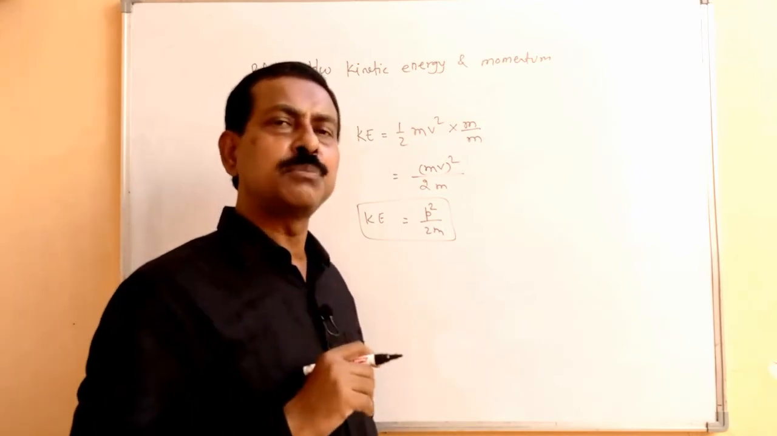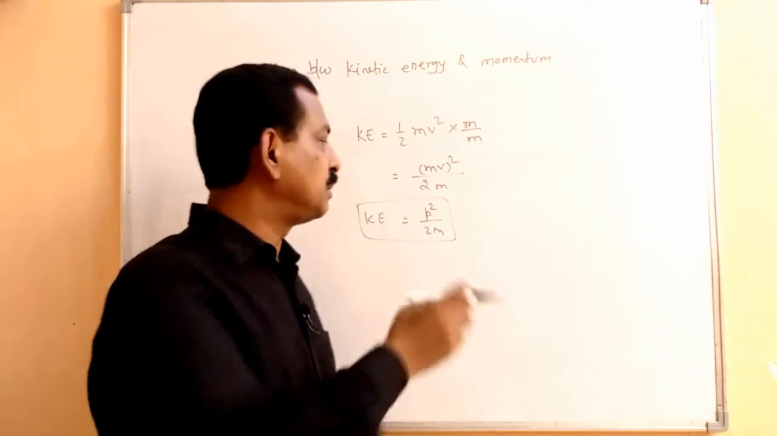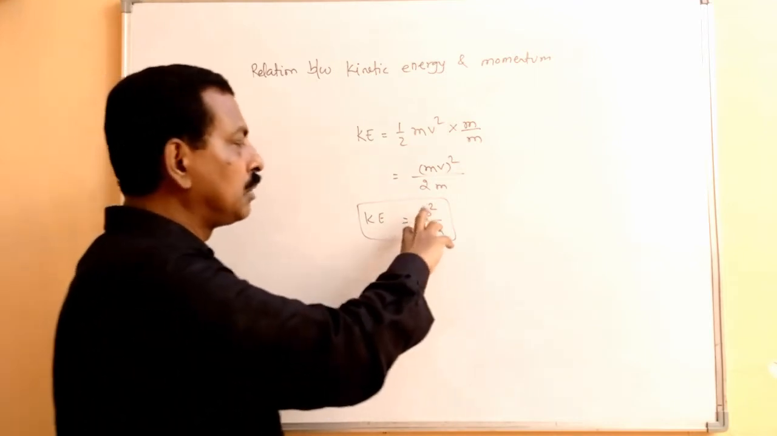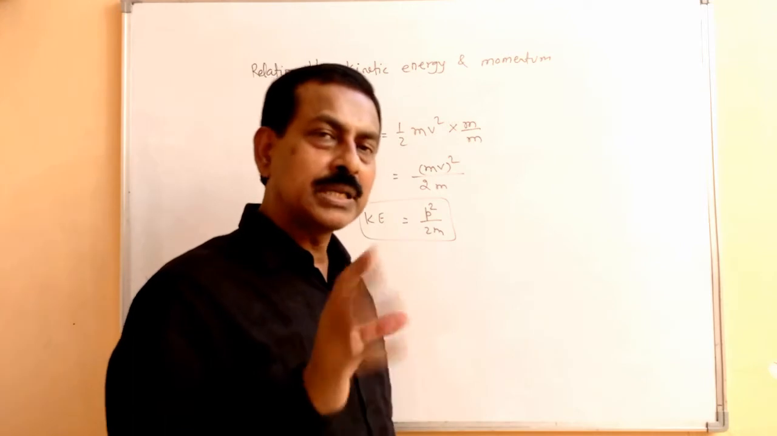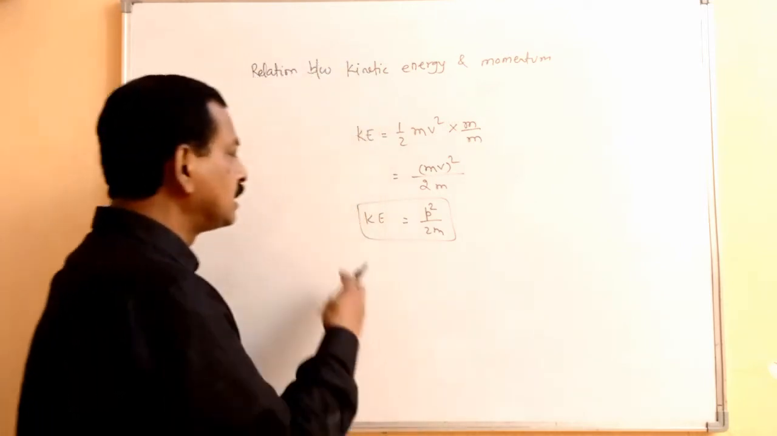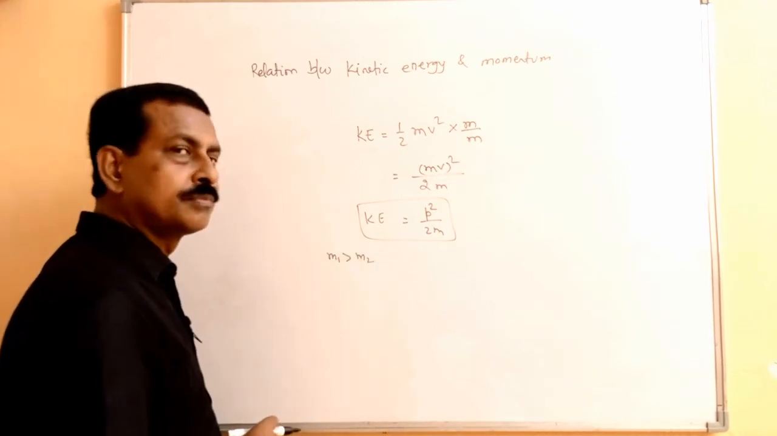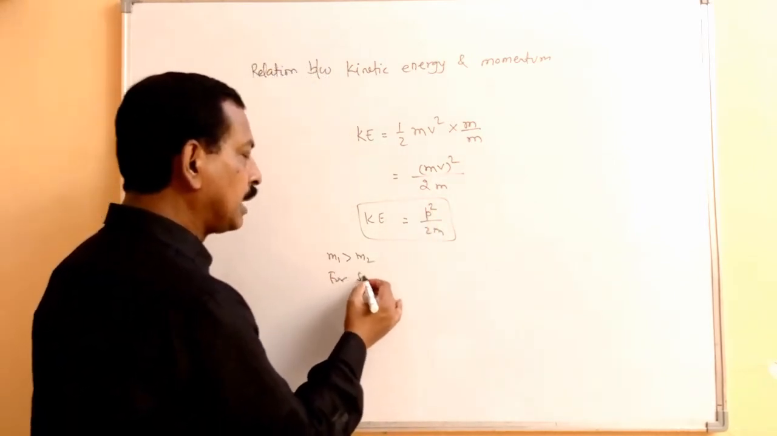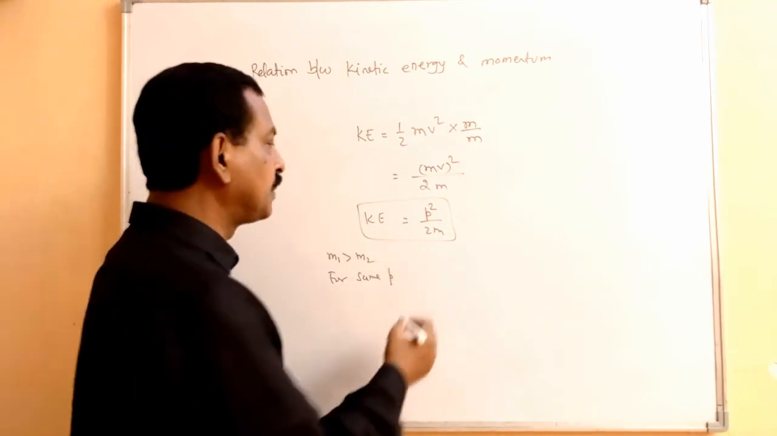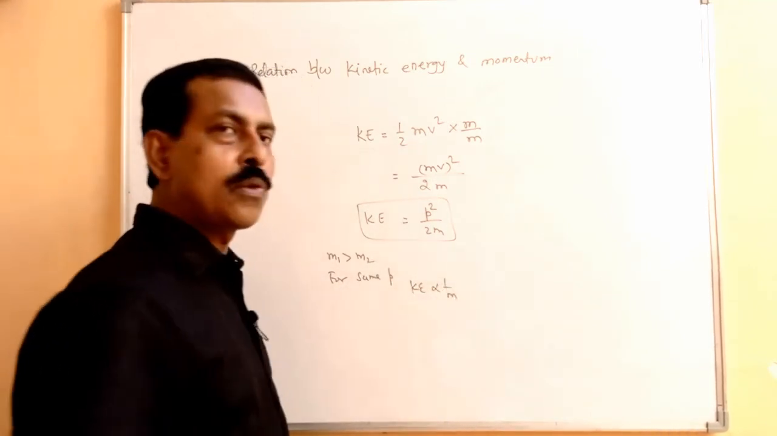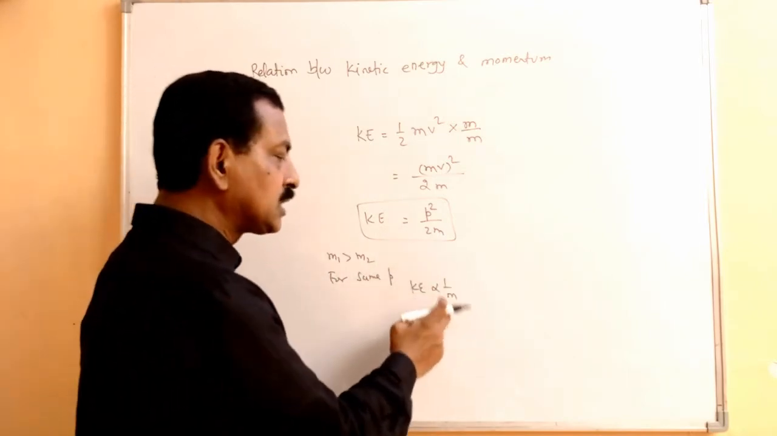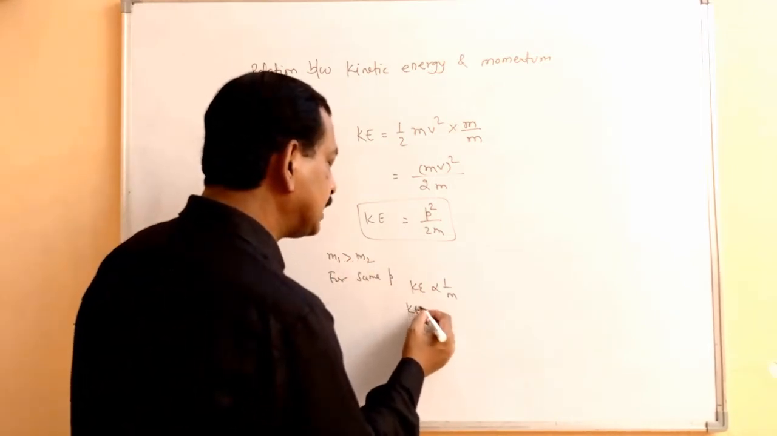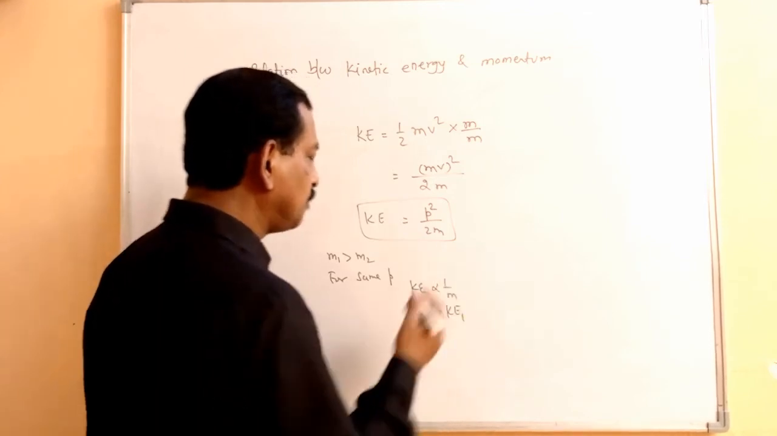You'll get many conceptual type questions or short answer type questions, numericals based on this. Like it may be said that two bodies are there which have the same momentum, but their masses are different. Say it is given that m1 is greater than m2. Which one will have more kinetic energy? So now you can see for the same p, that is the linear momentum, kinetic energy will be inversely proportional to mass. So the body which has a smaller mass will definitely have more kinetic energy. That means the kinetic energy of 2 will be more than the kinetic energy of 1.